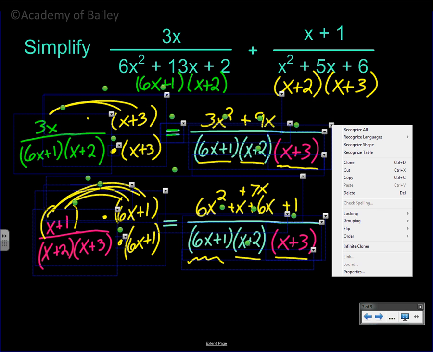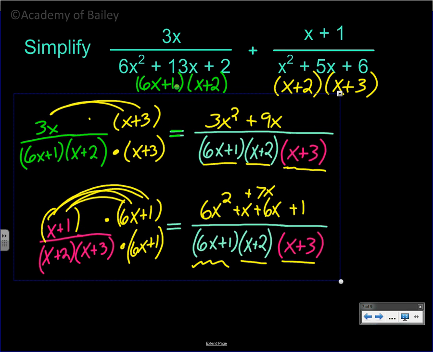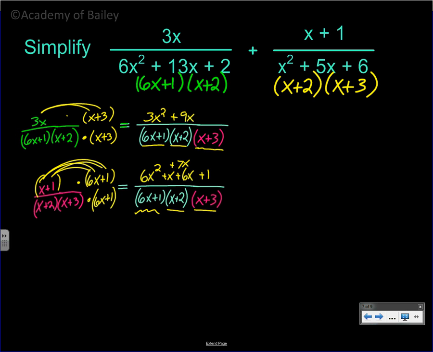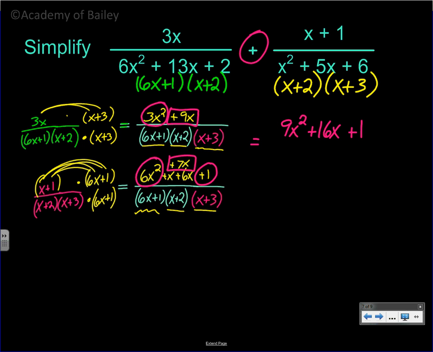Let me see if I can make this a little bit smaller for you. That way we can have some room here to do some work. All right, so let's look at some things here. We know we are adding. So we have 3x squared plus 6x squared is going to give us 9x squared. We have 9x plus 7x is a 16x. And then we have a 1 here at the end. Plus 1.